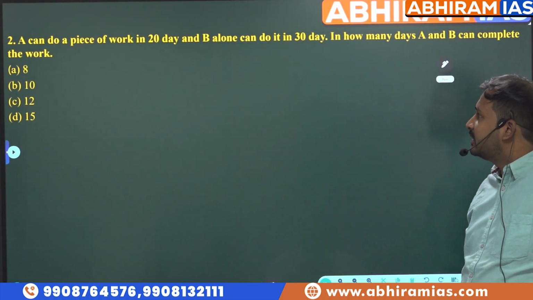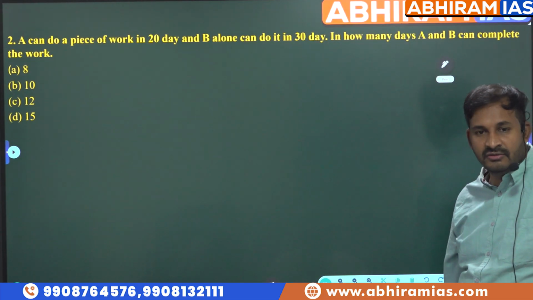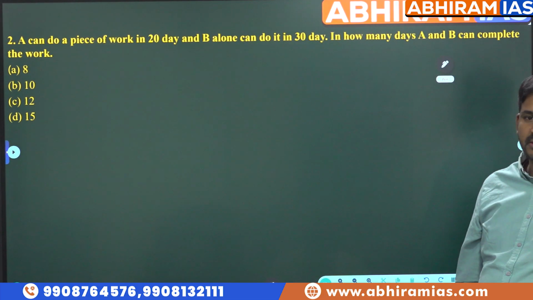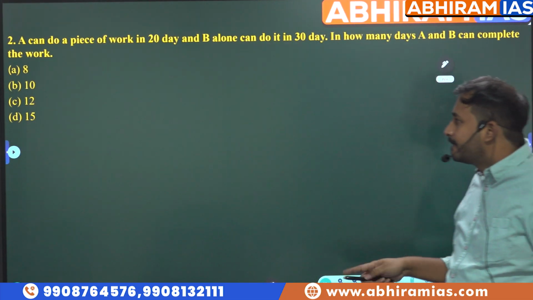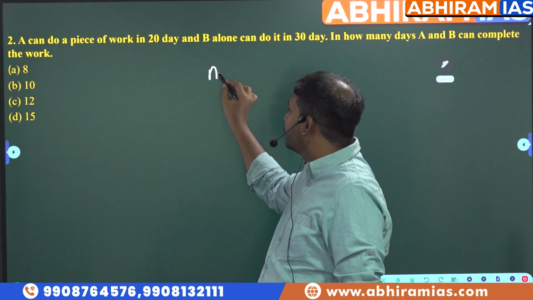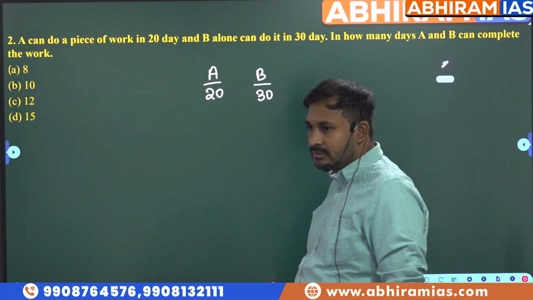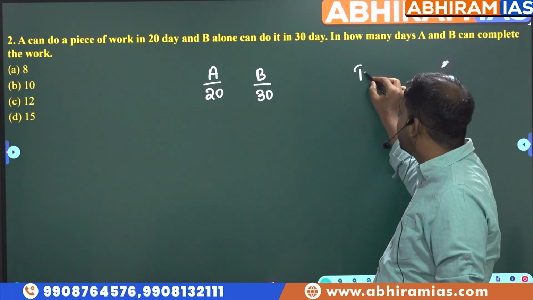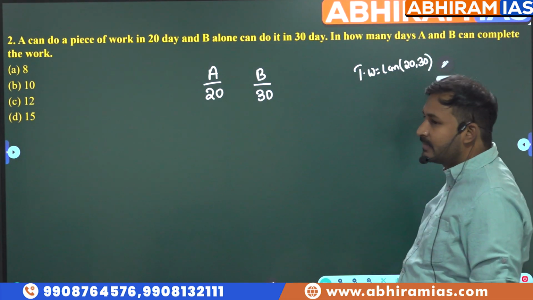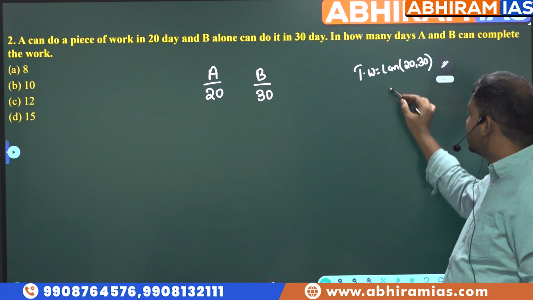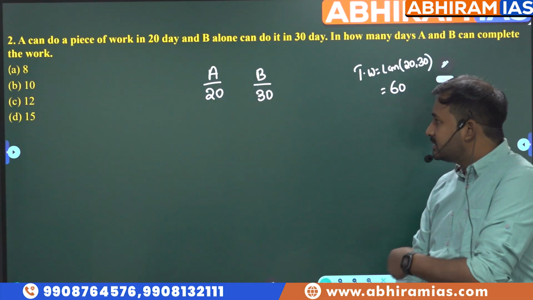A can do a piece of work in 20 days. B alone can do it in 30 days. In how many days can A and B complete the work? Do it, students. A can do it in 20 days, B can do it in 30 days. So my total work will become what? LCM of 20 and 30, that is nothing but 60. So our total work here is 60.